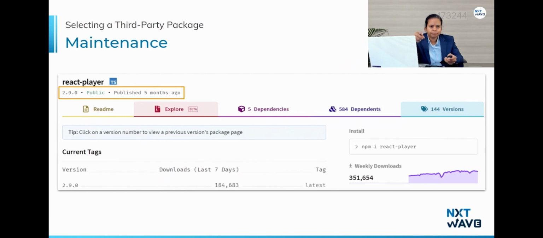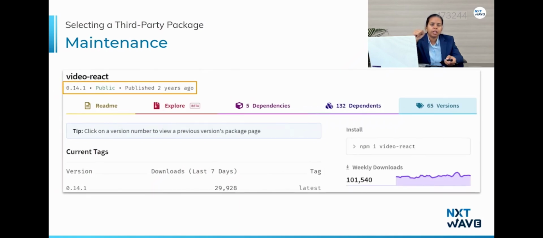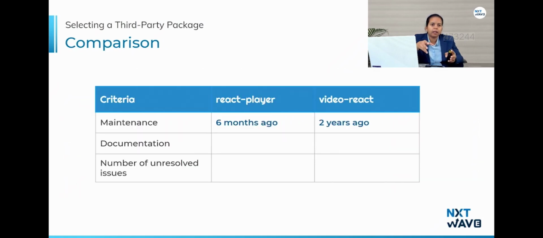Okay. Similarly, in case of Video React, if we observe, the last published is 2 years ago. That means that for 2 years, there is no update in that particular package, right? In the meantime, there might have been many software updates, new versions might have come up, right? So this Video React is not being maintained properly, right? In case of React Player, it was 6 months ago. That is, it's been recently done, right? In case of Video React, it is 2 years ago. Okay. So that means that this Video React package is not being maintained, right?